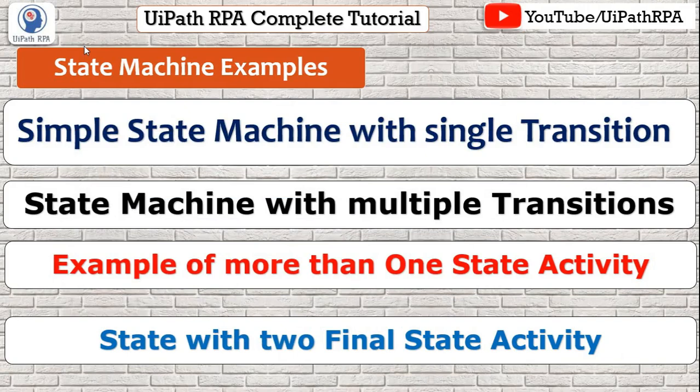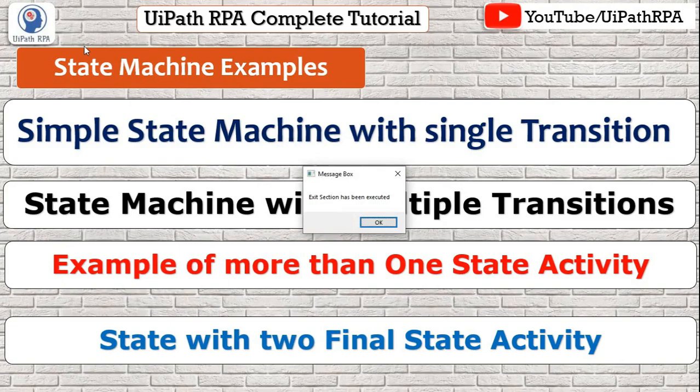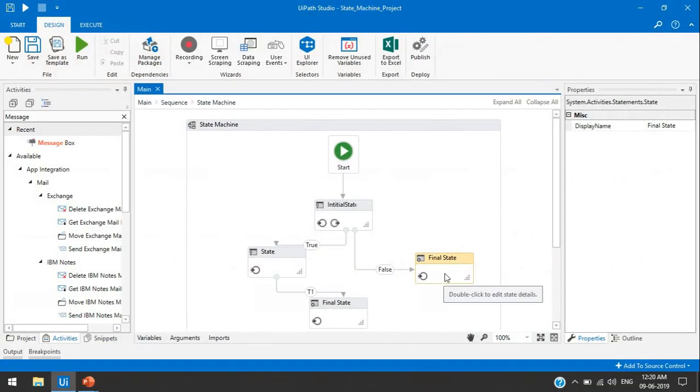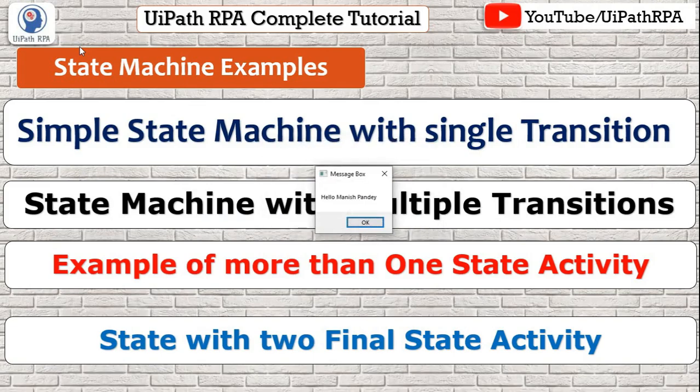So first we need to check both final states. First I will pass the wrong name. So I will pass here just Manish. Okay, so here it's showing exit section has been executed. Now you have entered wrong name. So this final state has been executed. Now if we pass the valid name, then it will go to the first final state activity.